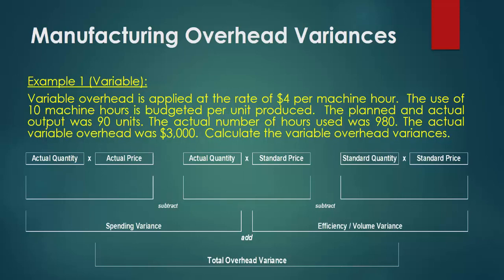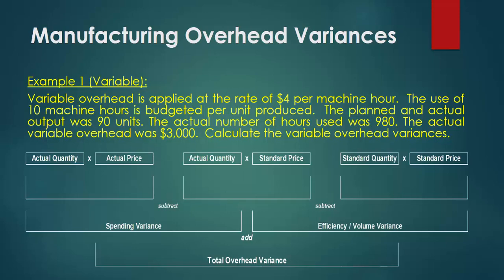In this first example, we're going to look at variable overhead variances. So in this problem, it says variable overhead is applied at the rate of $4 per machine hour. The use of 10 machine hours is budgeted per unit produced. The planned and actual output was 90 units. The actual number of hours used was 980. The actual variable overhead was $3,000. Calculate the variable overhead variances.